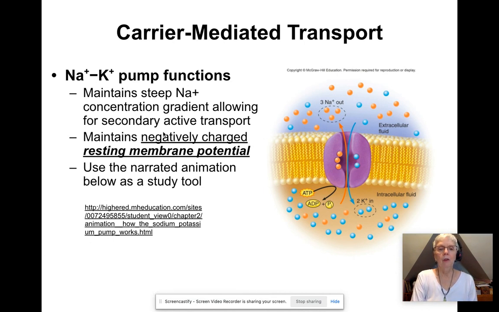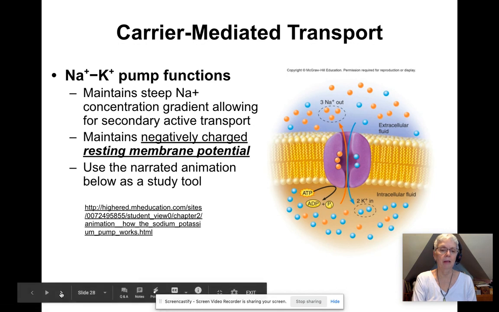Whenever it's resting, in other words, it's not moving anything, then it is negatively charged. When it isn't resting, it will become positively charged. And you should watch this video of an animation of a sodium-potassium pump.